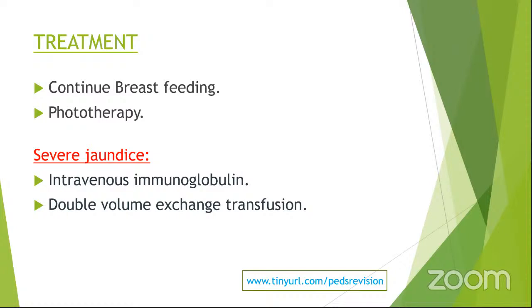Treatment: continue breastfeeding and phototherapy. In case of severe jaundice, intravenous immunoglobulin is given and double volume exchange transfusion is given. Okay, so the most important treatment will be breastfeeding here. So it's probably poor feeding. So you have to look into the breastfeeding issues. Mostly there will be attachment issues. So try to counsel the mother regarding proper breastfeeding techniques.